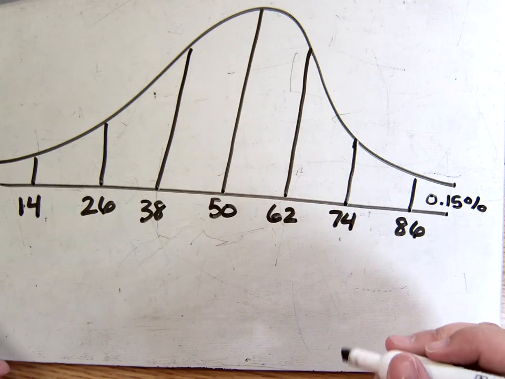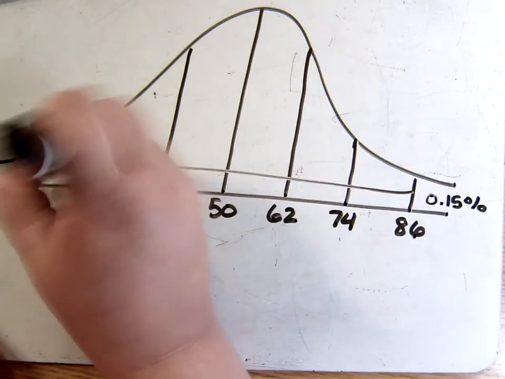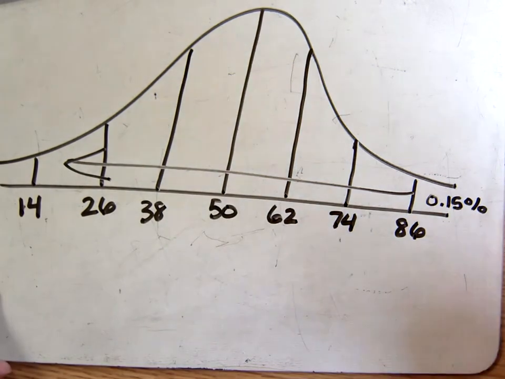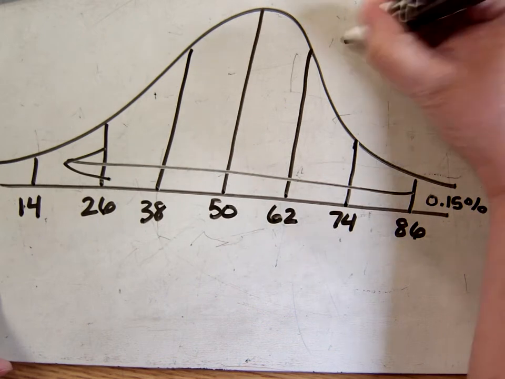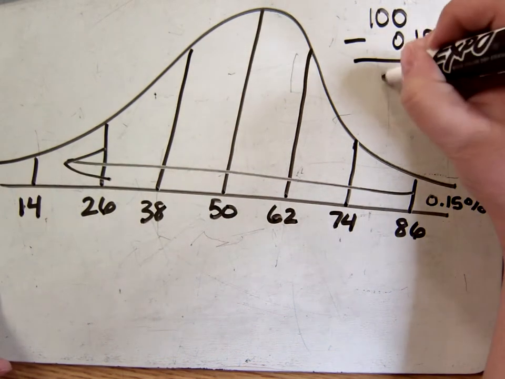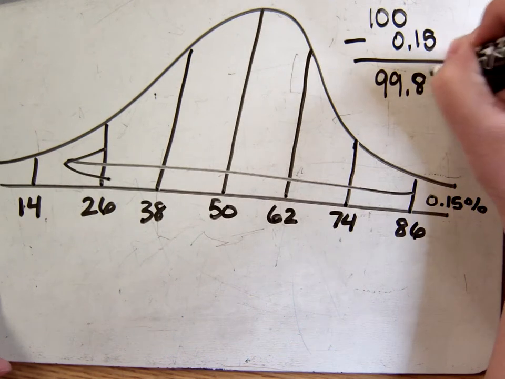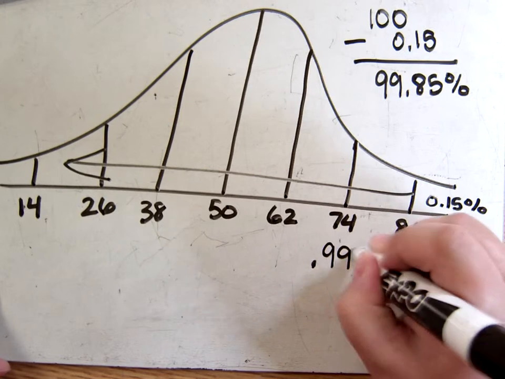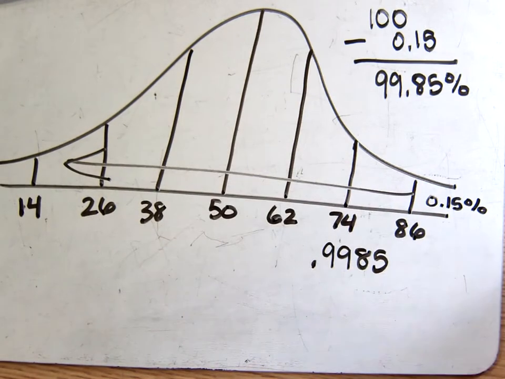So if we're looking for the probability of a height less than 86, that means everything other than that. So 100% minus 0.15 is going to give me 99.85% chance, or 0.9985. Questions on that?